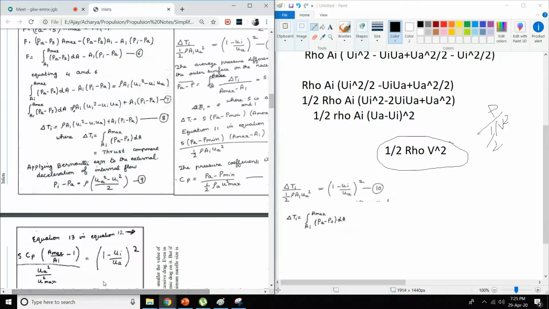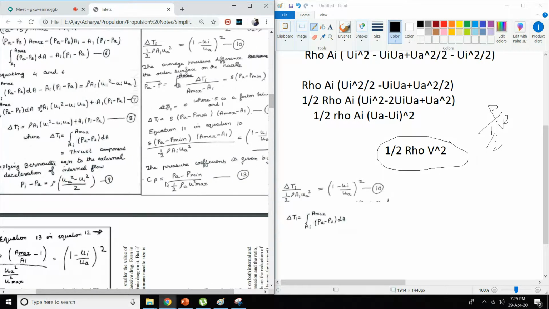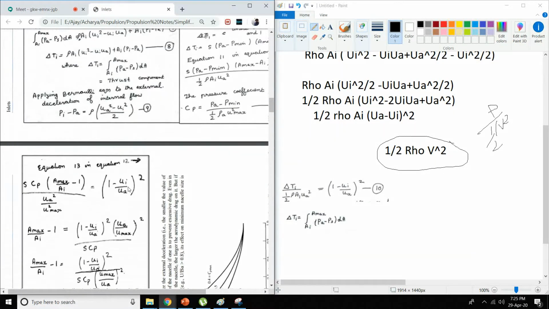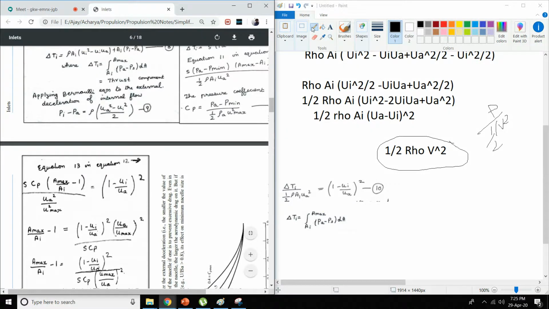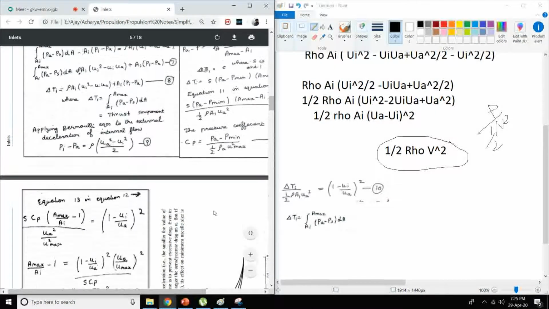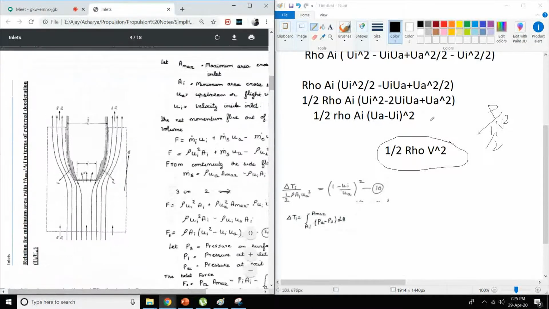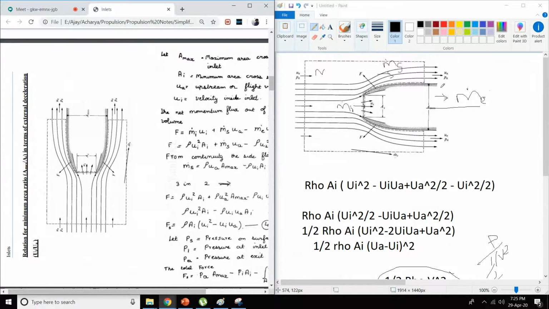S Cp times A max by AI minus 1 is equal to 1 minus ui by ua, the whole square. He has divided by AI. Your actual formula is only this much, but here you can see he has introduced another term, ua square by u max square.